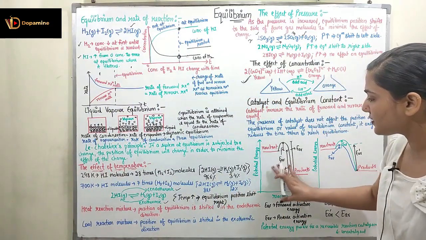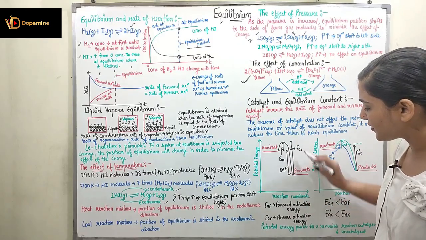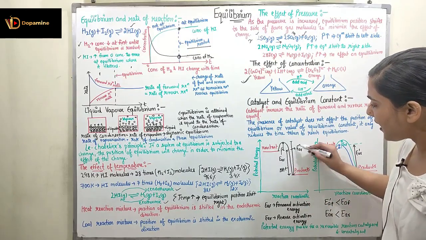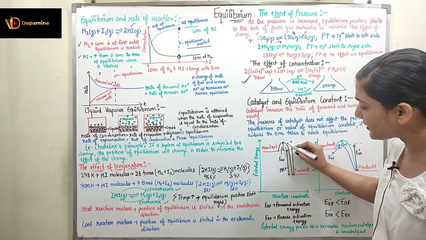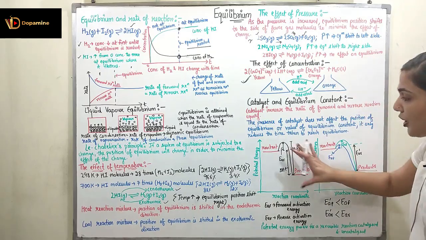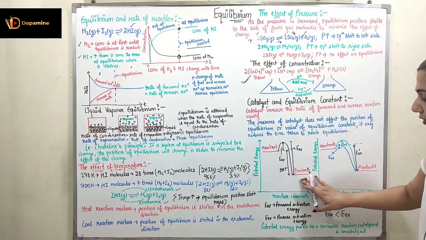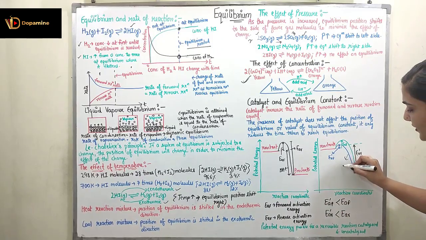So now this was the potential energy versus reaction coordinate graph. So EAF represents the forward activation energy, EAR represents the reverse activation energy, right? So now you can see we have the forward activation energy and the reverse activation energy for the reactants coming and forming the products. Now here with the help of catalyst, this is the catalyzed reaction, right? So the blue one is the catalyzed reaction.